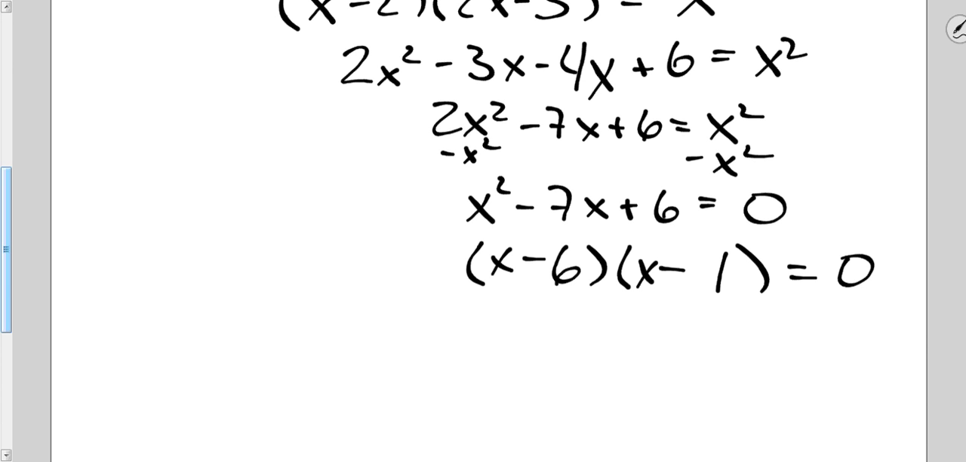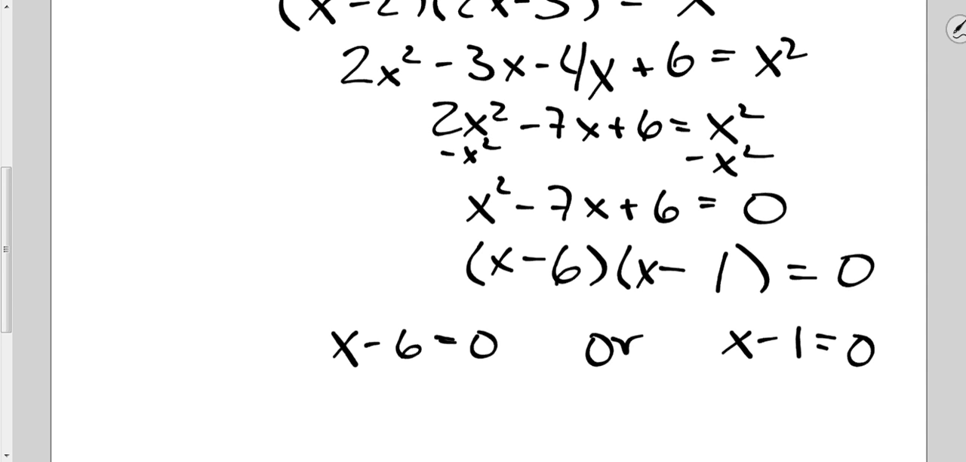What makes the equation true? ZPP. What is that? Zero product property, right? If the product of these two things equals 0, either this equals 0 or this equals 0, right? So now I have 2 things to solve for. I got x minus 6 equals 0 or x minus 1 equals 0.